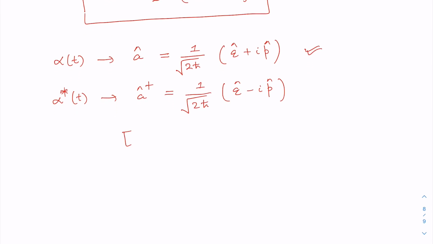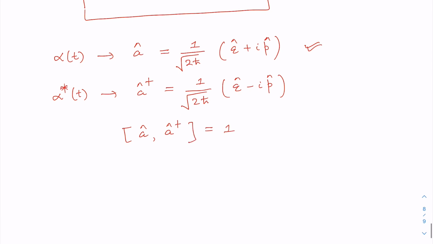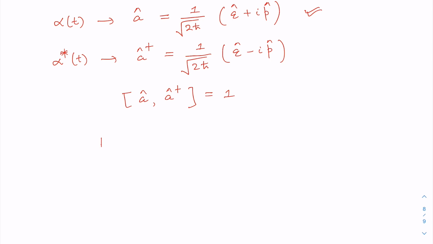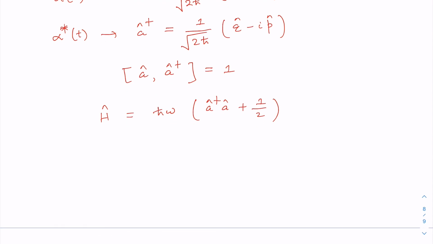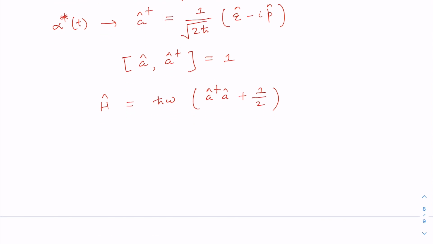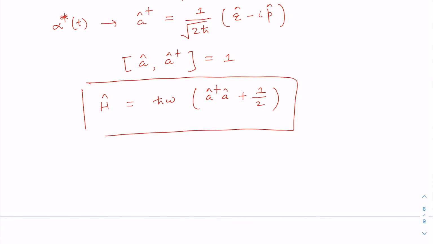One can immediately show that a and a dagger are going to satisfy this commutation relation, and the Hamiltonian we can express in this familiar form, that is h cross omega (a dagger a plus a half). Okay, so this way we see that the mode of an electromagnetic wave oscillates like a harmonic oscillator.